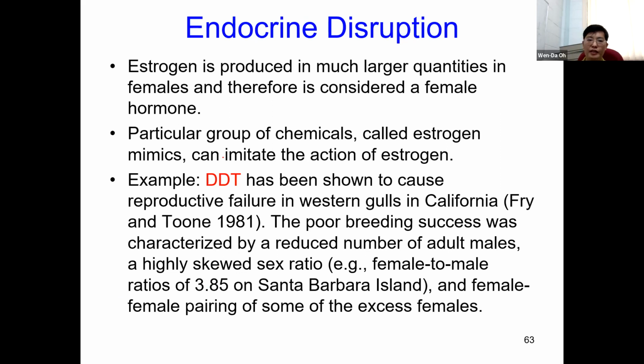So this endocrine disruption is caused by estrogen. Estrogen is a female hormone, right? This female hormone basically can mimic the action of certain hormones in our body. Okay? This endocrine disruption is caused by estrogen mimics, right? For example, DDT, and then we have bisphenol A, right? They can enter our body and then take up the receptors.